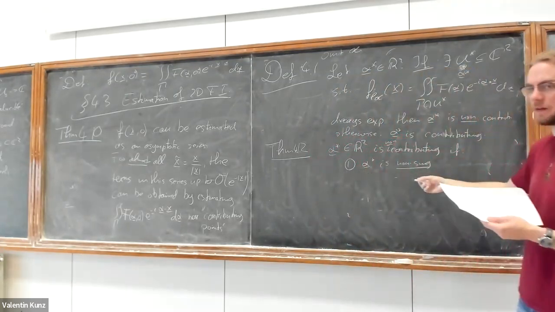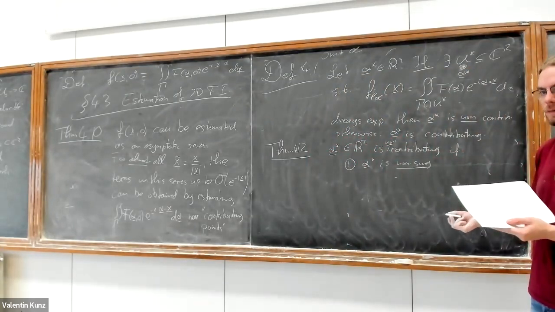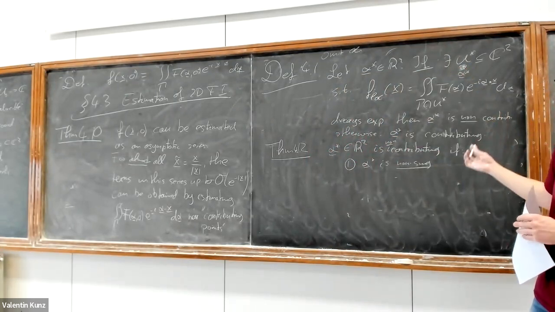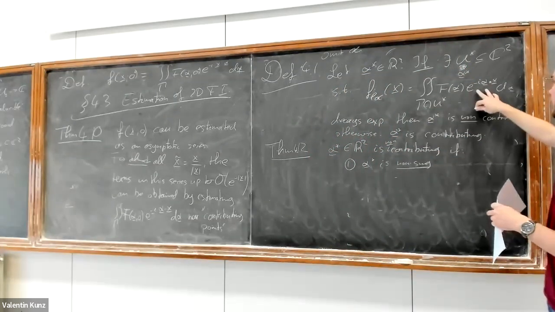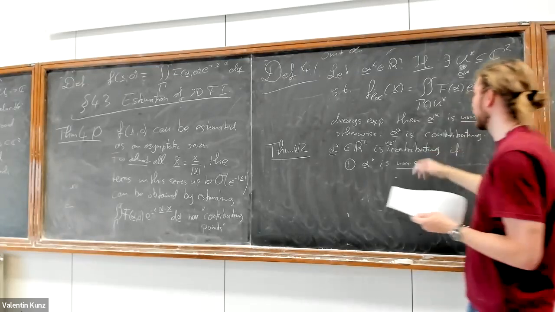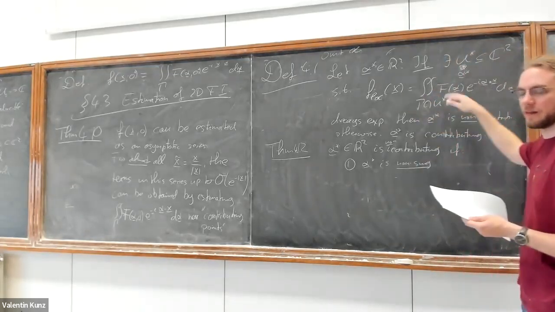one, alpha is non-singular. So if it's not a singular point, then it is not contributing, because you can just change your integration surface such that f decays exponentially. You can change it such that this decays exponentially. So whenever alpha is non-singular, you will always get that this decays exponentially.